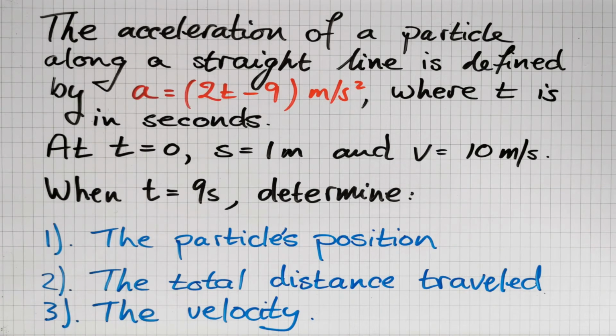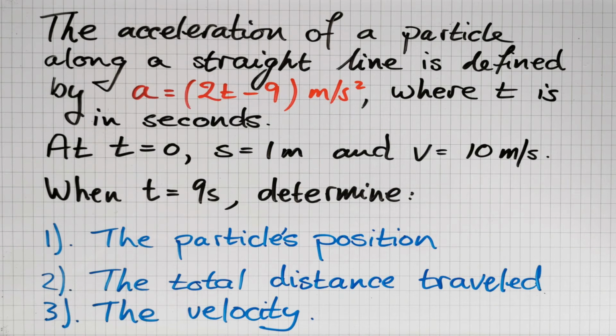Let's look at another example. The acceleration of a particle along a straight line is defined by a equals 2t minus 9 meters per second squared. So here you can see that acceleration is not constant. Acceleration here is a function of time, where t is in seconds. At time equals 0, position s is 1 meter and velocity is 10 meters per second. Now the question is, when t is 9 seconds, determine the particle's position, the total distance traveled, and the velocity.